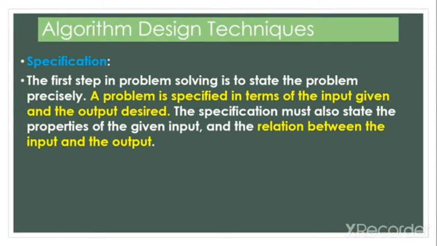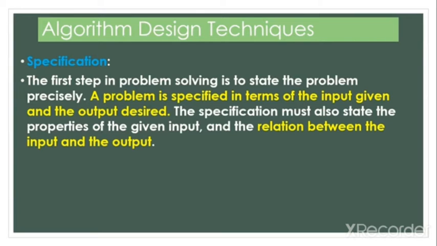So when we specify, we have to analyze the problem and give the properties for the input also. So we have to get the properties of how the input should be. Okay? Then after that, based on the properties, we have to find the relation between the input and output. That relation between input and output is what gives us the solution.